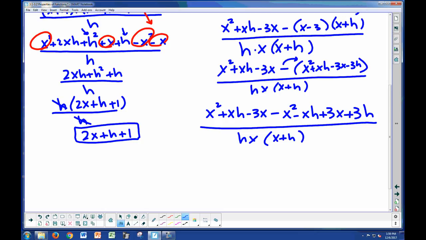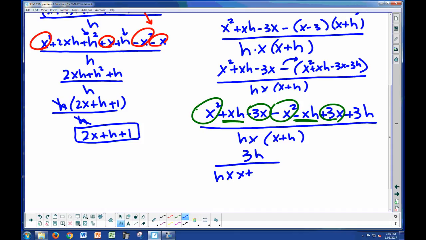We've done all this work, but our goal here, of course, is to try to cancel the h in the denominator. So I notice I have an x squared located here, and one that's going to cancel out right there. I've got a 3x here that's negative and a 3x here that's positive. I also have, in this particular problem, a negative xh and a positive xh, and those drop out as well. So my numerator just becomes 3h, and that's over h times x plus h.